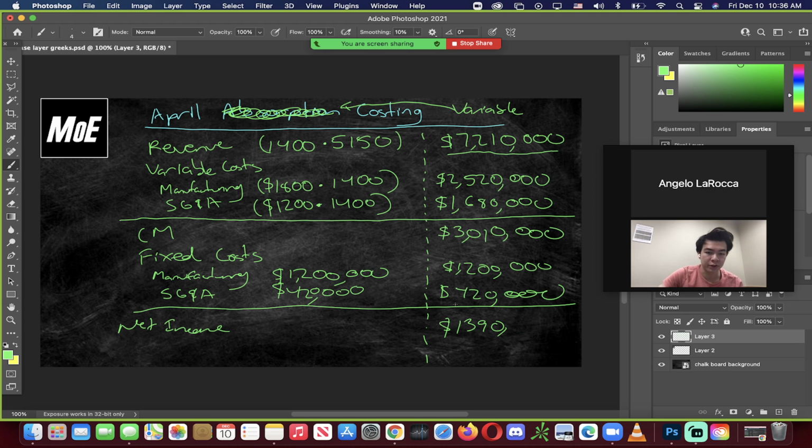That was very messy. There we go. Any questions? I think that's pretty simple. You just group your variable costs and fixed costs together, and then you get your CM and your net income. Okay, cool.